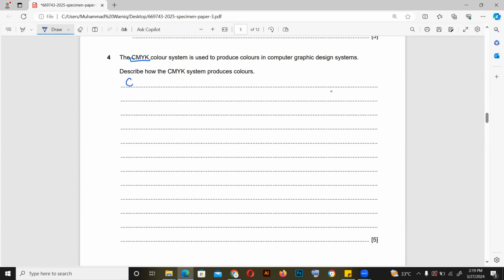So first, in the first point, let's definitely write that CMYK uses 4 colors. And what are those 4 colors? Those are cyan, magenta, yellow, and black.